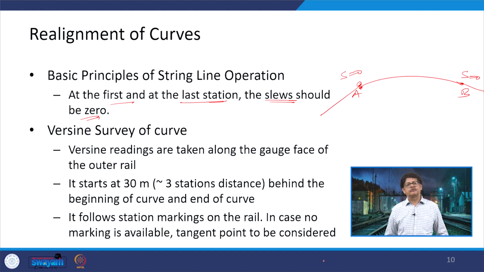So, what do we do? We go for a versine survey of the curve. Versine readings are taken along the gauge face of the outer rail. Because at this point, I have drawn a single line that is a center line profile, but if I put it in this form, this is an outer rail, and in this outer rail we consider it in this way. So, this is the gauge face.